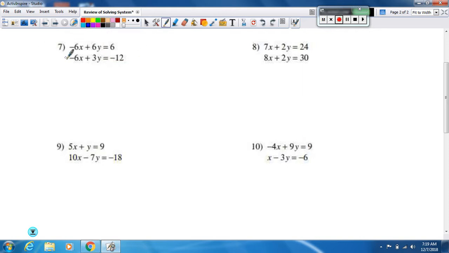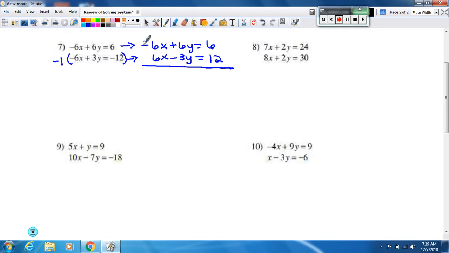So if I take, let's take this bottom equation. You can work with either equation. If I multiply everything by negative 1, my x's will be forced to cancel out. So I'm just going to write negative 6x plus 6y equals 6. Multiply everything on the bottom equation by negative 1. So I get 6x minus 3y equals 12.